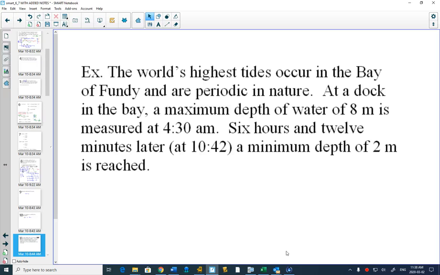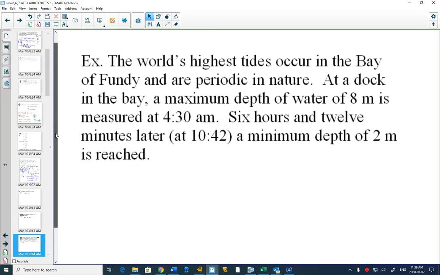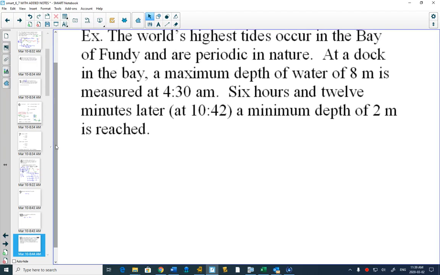World's highest tides occur at the Bay of Fundy, periodic in nature, and this example is the minimum amount of information that you can get to create an equation. They give you one maximum and one minimum. So this is what it would look like. Okay, we know the maximum depth of water is 8 meters, minimum is 2 meters.